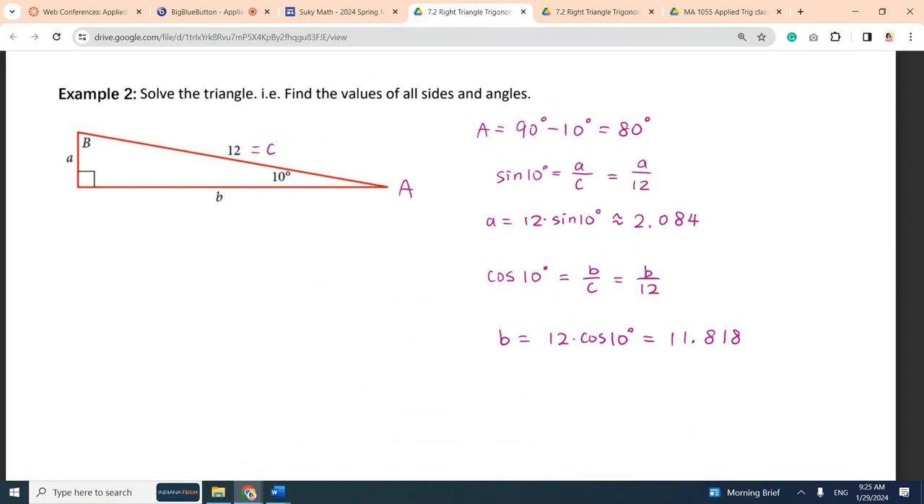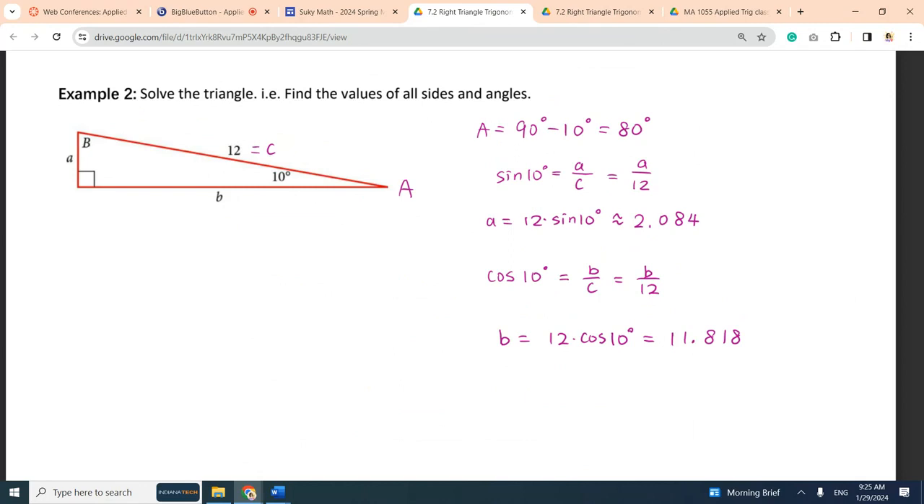And because we know the 12, compared to the angle 10 degrees, what's this? Hypotenuse. And if we want to find A, what is A? Opposite. Opposite and hypotenuse. Which trig function? Sine. Is everybody okay with that? Sine 10 degrees is opposite, which is A, over hypotenuse, which is C. Yes? And then in this case, C is 12.